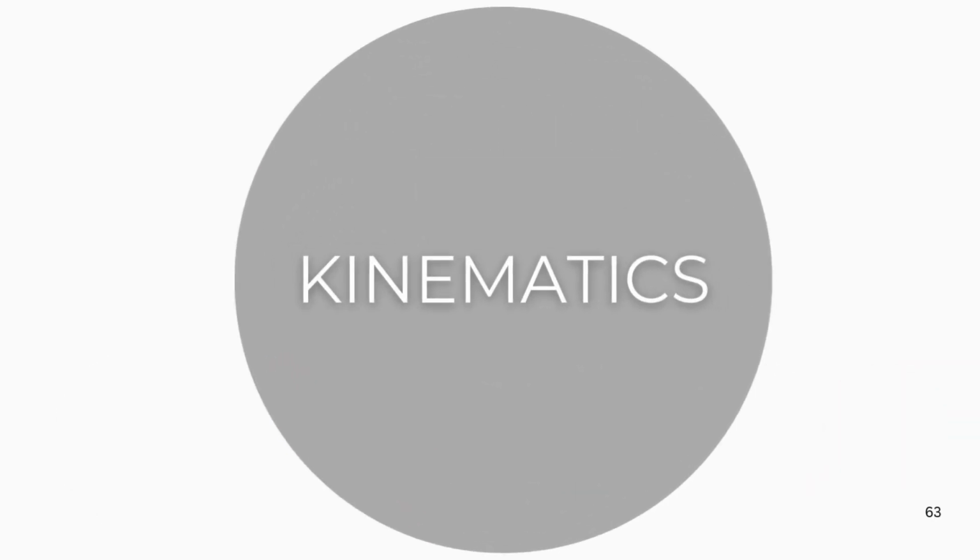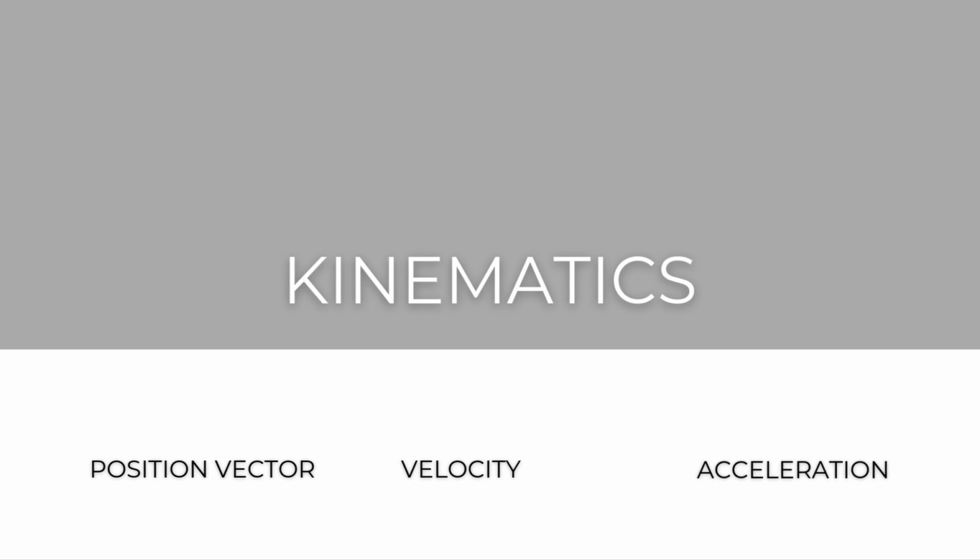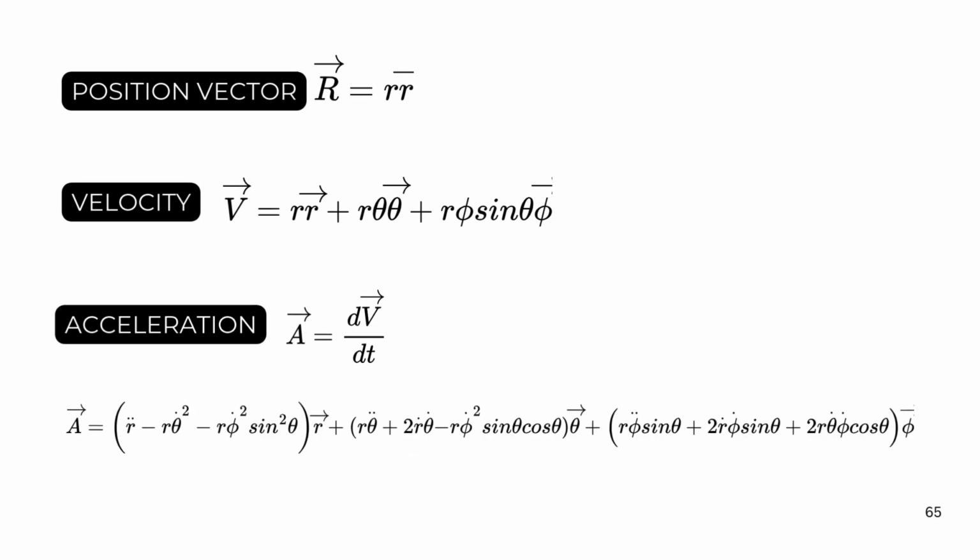Moving on to kinematics, now we will see how to find the position vector, velocity, and acceleration in the spherical coordinate system. At first glance, it may seem really difficult, but it is not. The position vector r is equal to r, the radial distance coordinate, multiplied with the unit vector r. Then coming to the velocity, v is equal to r dot times unit vector r, plus r theta dot, unit vector of theta, plus r phi dot sine theta, unit vector of phi.